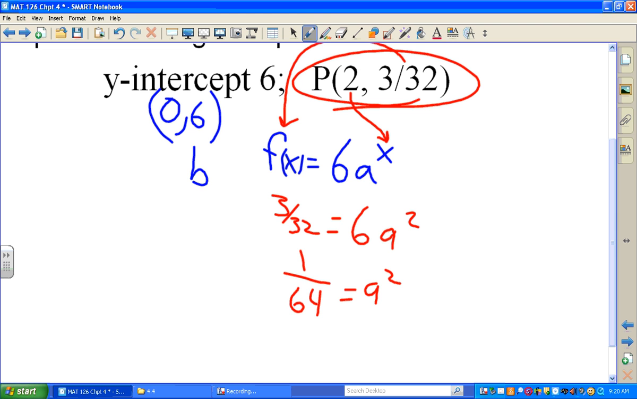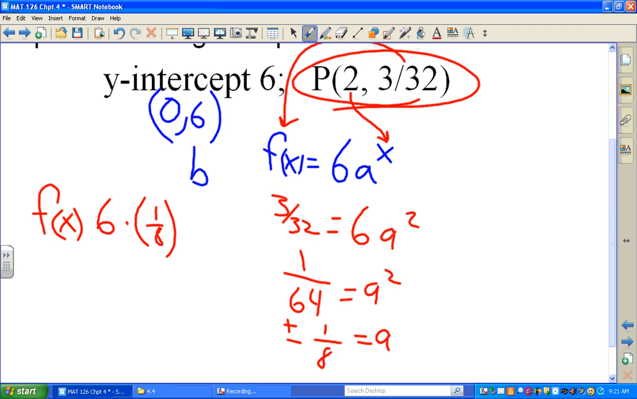Don't you get 1/6? 1/8. I think that's what I got. Is it plus or minus? Because a squared, it can either be positive or negative. Which one is it? Positive. It is. Why is it positive? Right. 6 times 1/8 to the x.